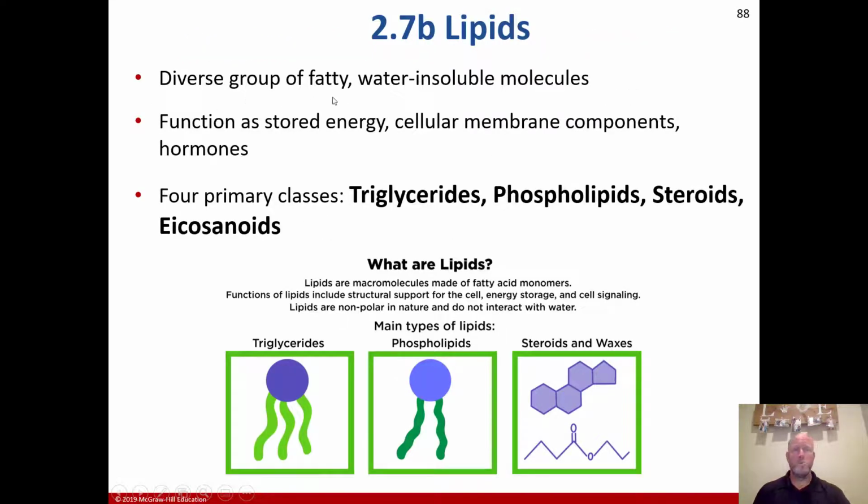Lipids are a diverse group of fatty, water-insoluble molecules. They function as stored energy, cellular membrane components as phospholipids, and hormones like steroids. 4 primary classes: triglycerides, phospholipids, steroids, and eicosanoids.